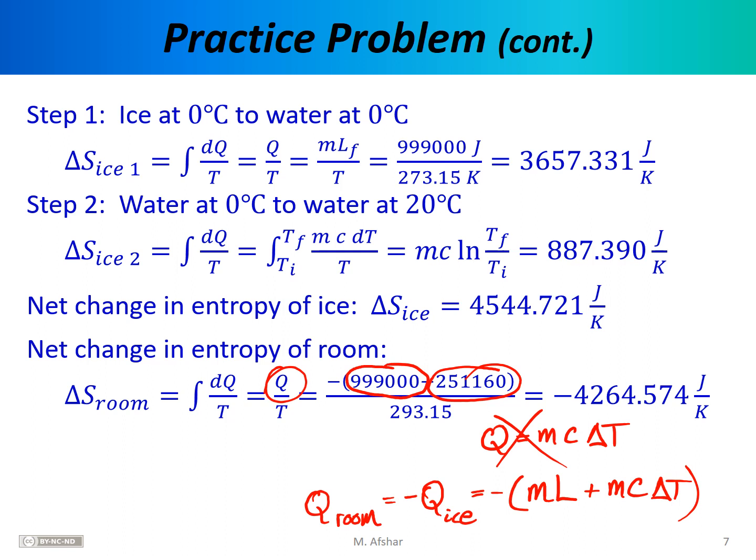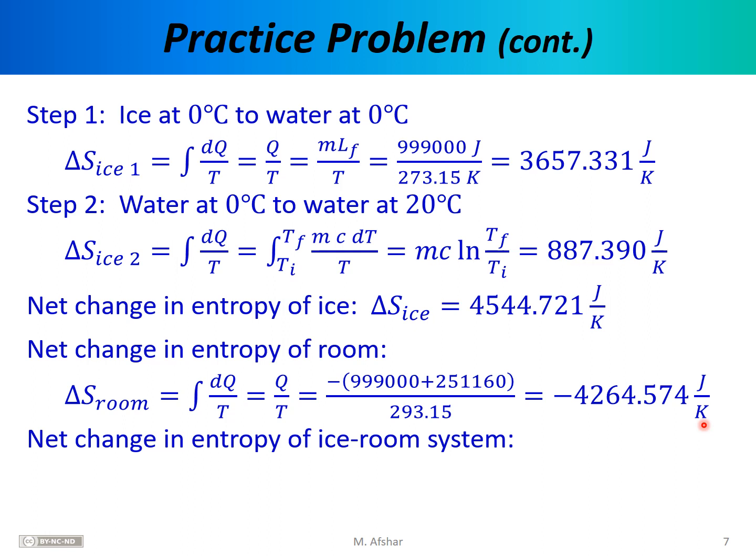We also need to plug in the temperature. The temperature of the room is given to us as 20 degrees Celsius, but of course we need to convert that to Kelvin, which is 293.15. When we put it all together into our calculator, we find that the change in the entropy of the room throughout this whole process is minus 4,264 joules per Kelvin approximately. That answers part B of this question.